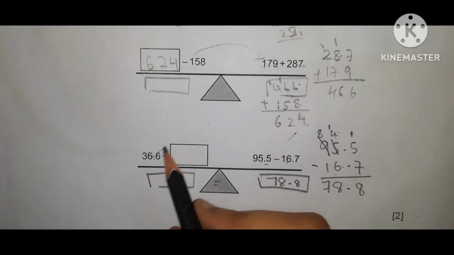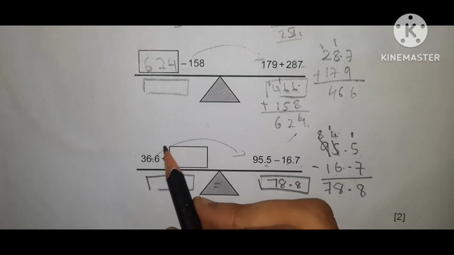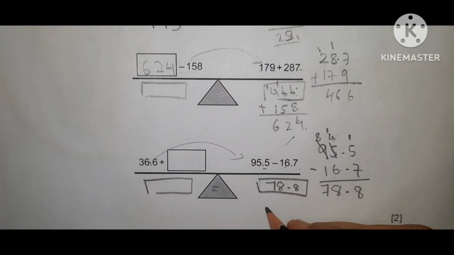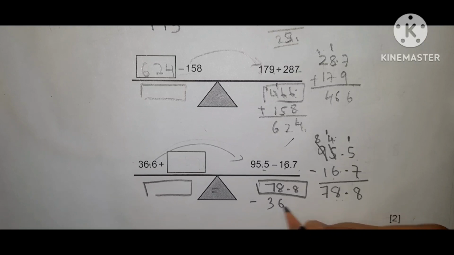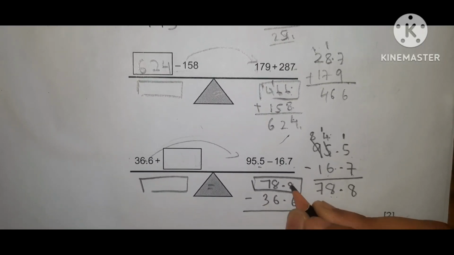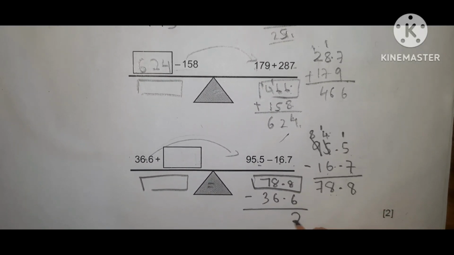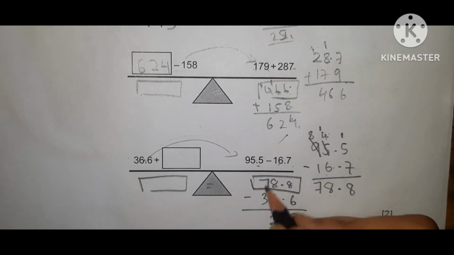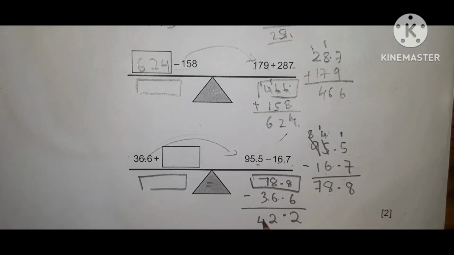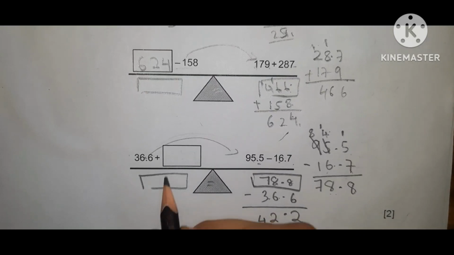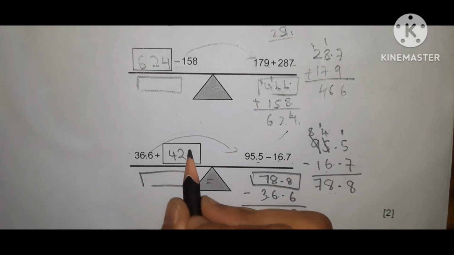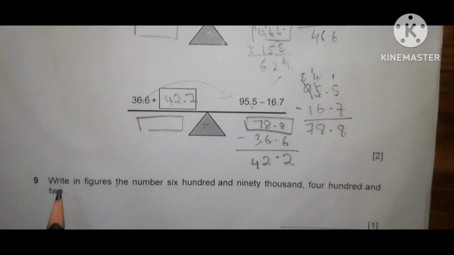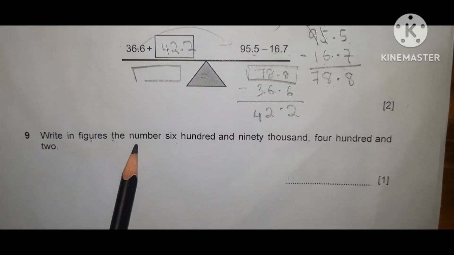Now you have to move this number here. So it's addition. Now it's going to become subtraction. So it will be minus 36.6. 8 minus 6 is 2. 8 minus 6, 2. 7 minus 3, 4. So it's going to be 42.2.